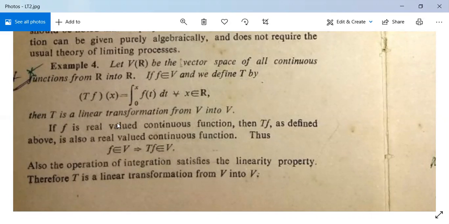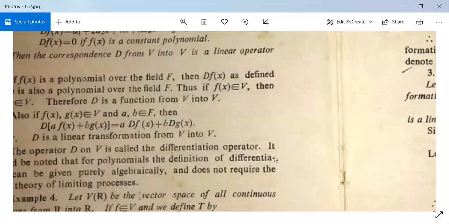You can prove it yourself. There is no difficulty. Take two functions f and g and take a f plus b g of x and solve it. It will be again a into Tf(x) plus b into Tg(x). So you can do it yourself. There is no problem.